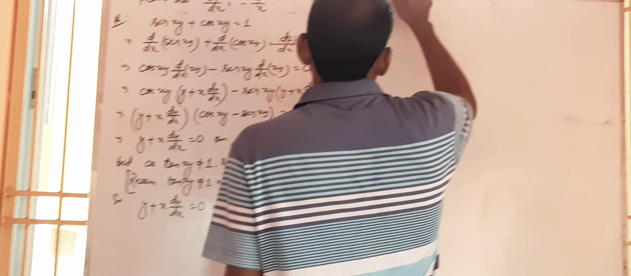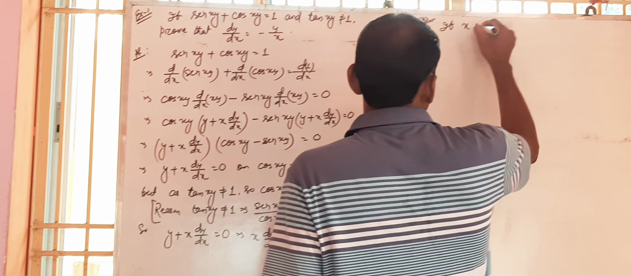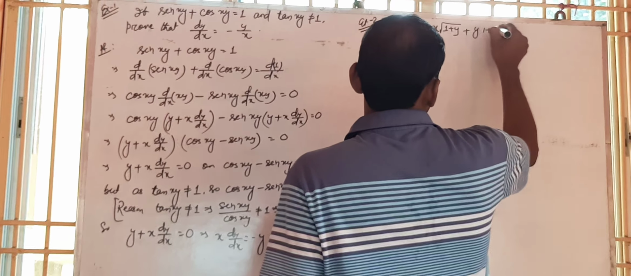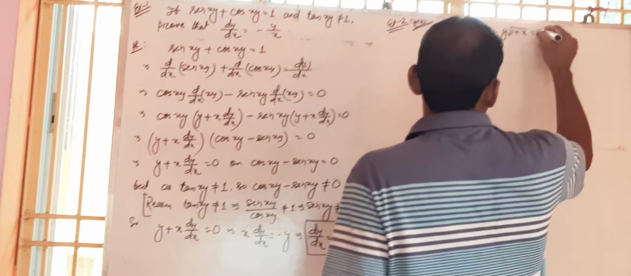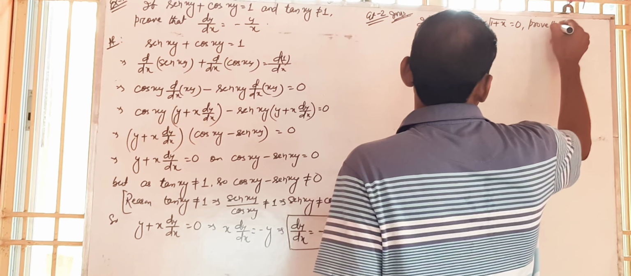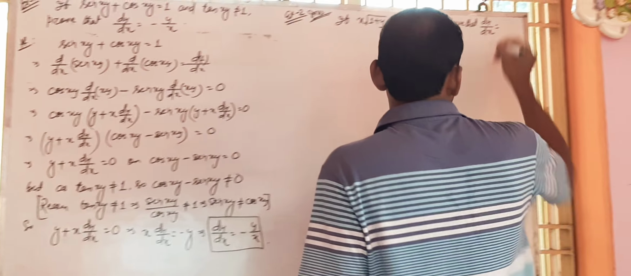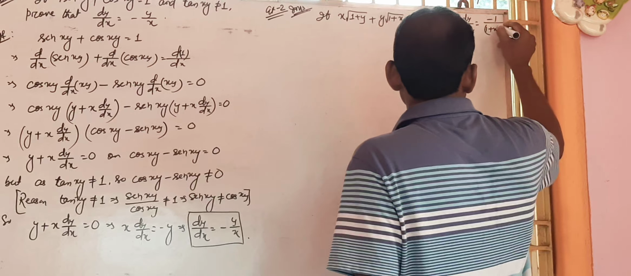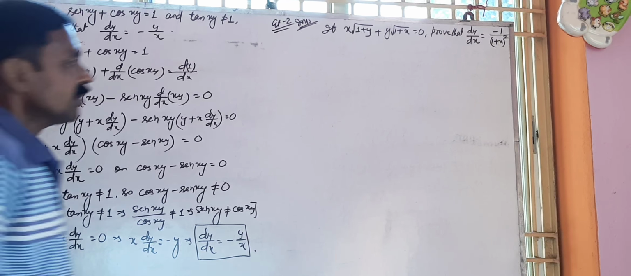Then second example. The question is, if x into square root of 1 plus y plus y into square root of 1 plus x equal to 0, then prove that dy by dx equal to minus 1 by 1 plus x whole square. This is our question.